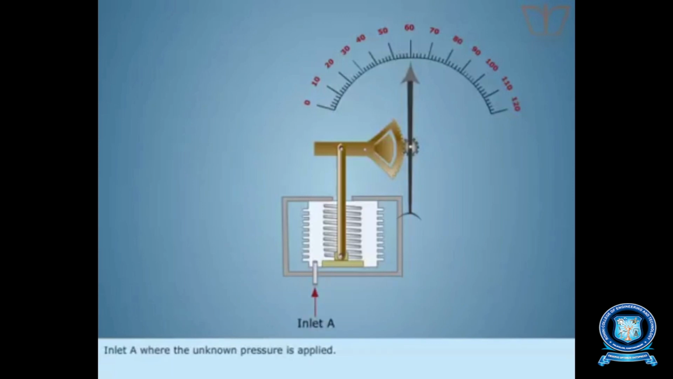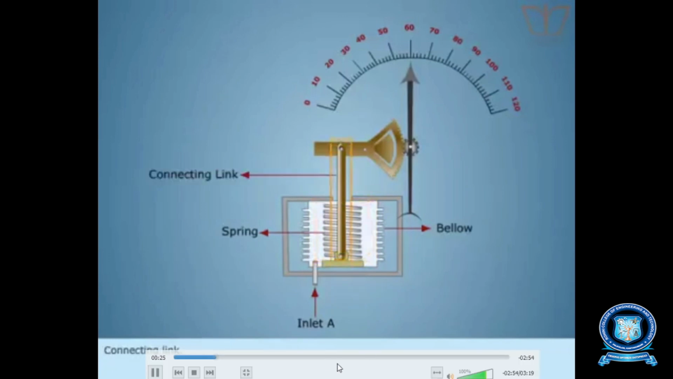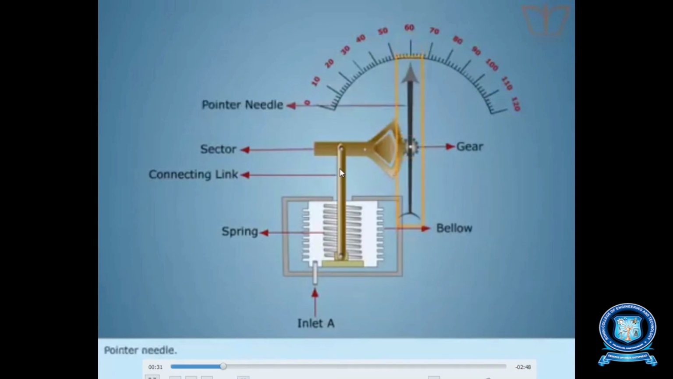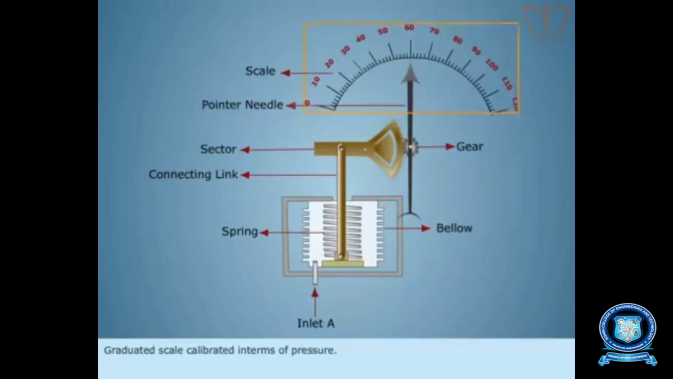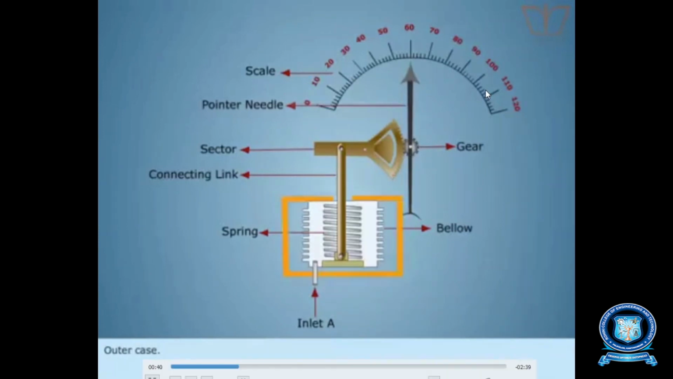Inlet A, where the unknown pressure is applied, and bellows made of brass or phosphor bronze. There's a spring arrangement, and there's a connecting link, and sector and gear arrangement, pointer needle, graduated scale calibrated in terms of pressure, and outer case.